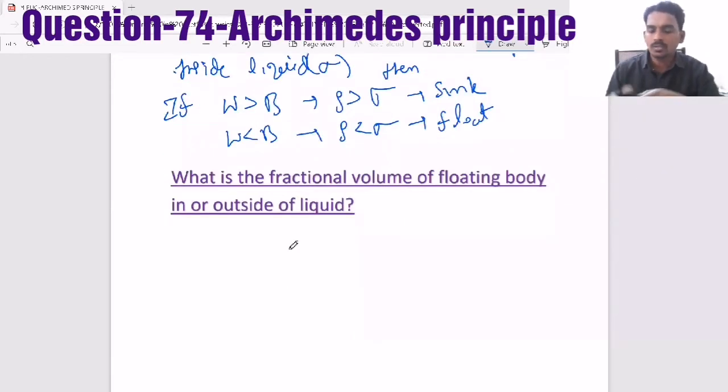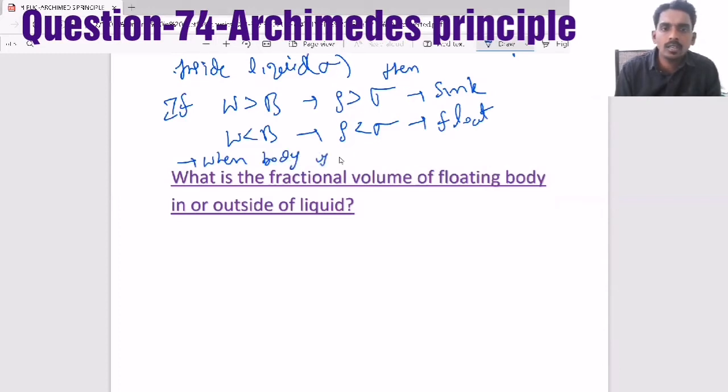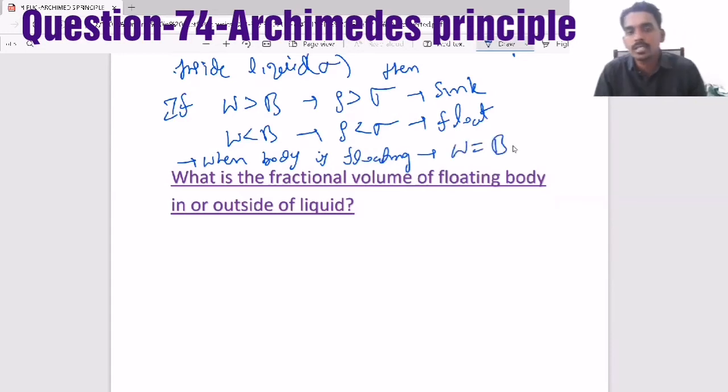So this is the condition, but whenever the body is floating, then W should be equal to B because it is in equilibrium. Here W less than B means you completely immersed, but when it is floating, it is not completely inside. Partially it is inside. In that case, W should be equal to B. So please don't get confused.